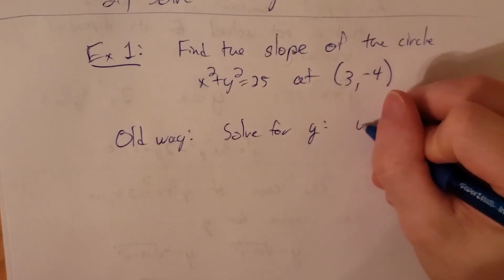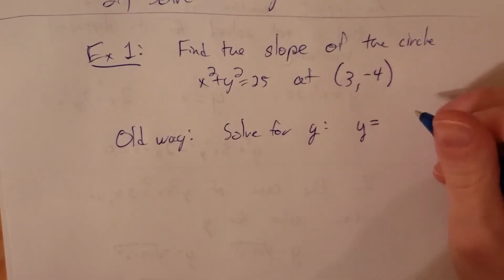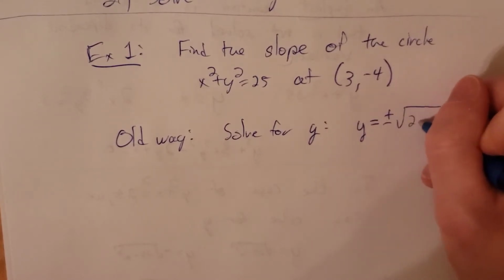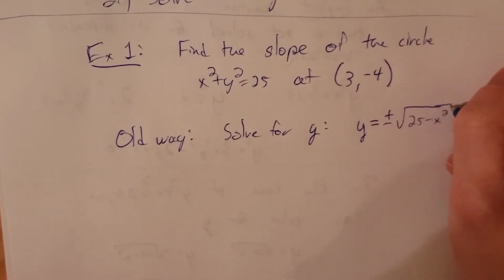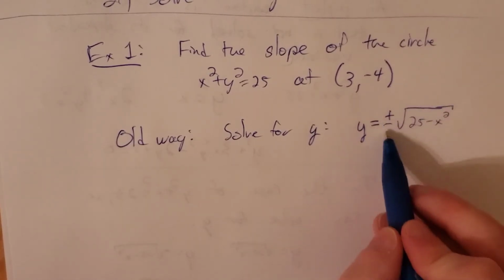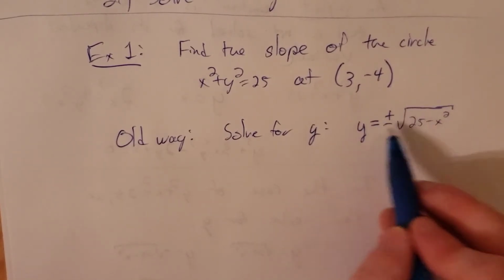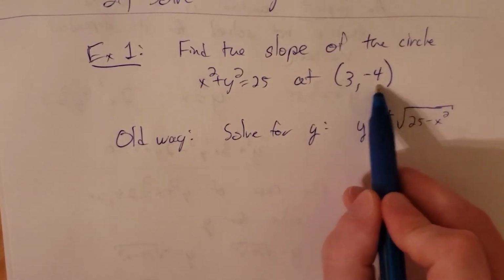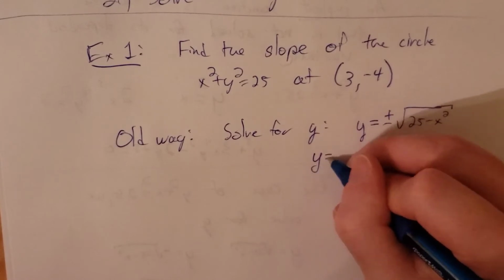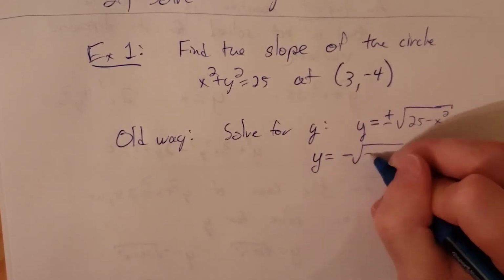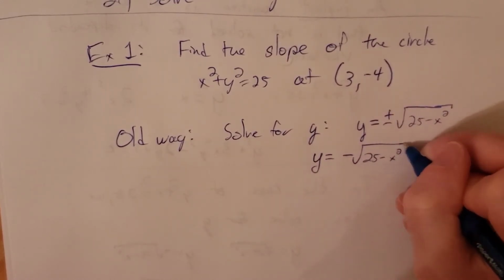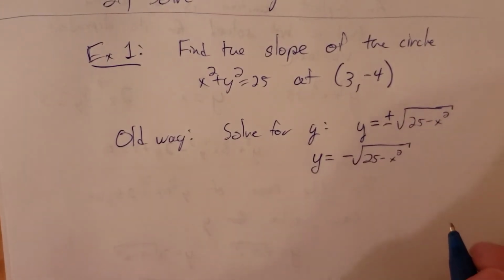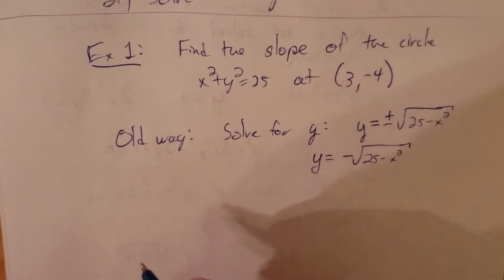We did this in the last video, and this is y is equal to either plus or minus the square root of 25 minus x squared. But really, this isn't a function if we have the plus and the minus. This is two different functions, one for the positive, one for the negative. Note that our y value is negative. So really we want y is equal to negative square root of 25 minus x squared. And this is our function for y in terms of x.